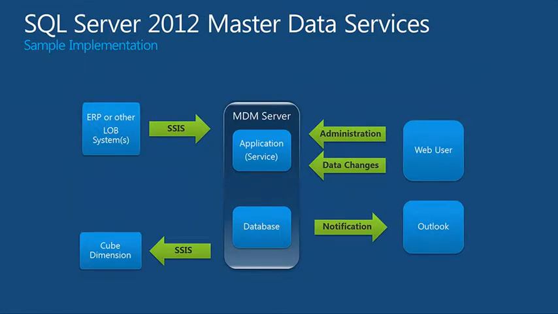Here's a sample implementation. We have data sitting in an ERP system, for example. We could use Integration Services to load that into Master Data Services. At that point, it's master data. We then can maintain that data through the web interface of Master Data Manager or the Excel add-in. Notifications could be delivered. And then when we go ahead and build a cube, we can build it on top of the master data, not on top of the ERP system.